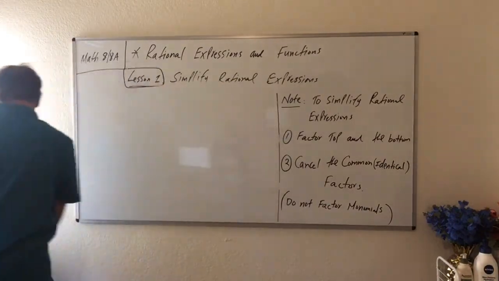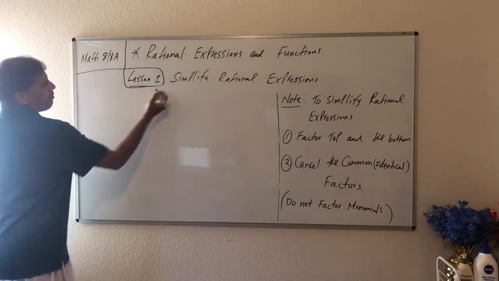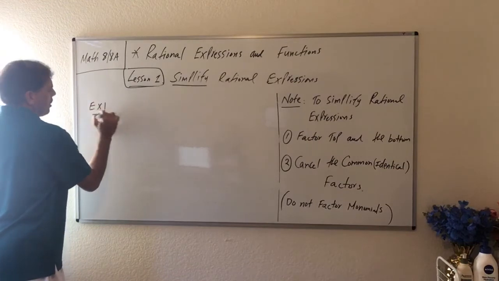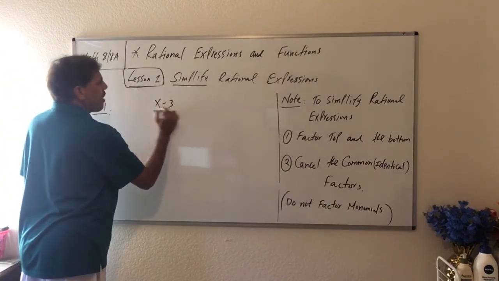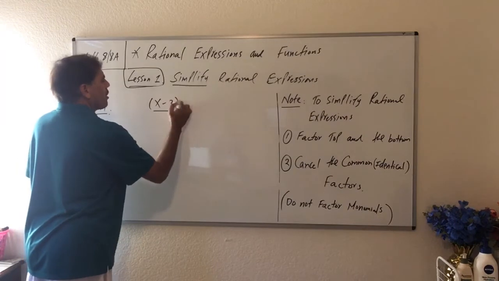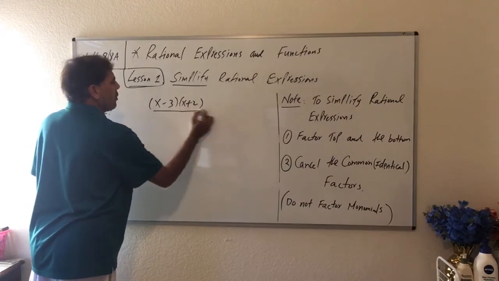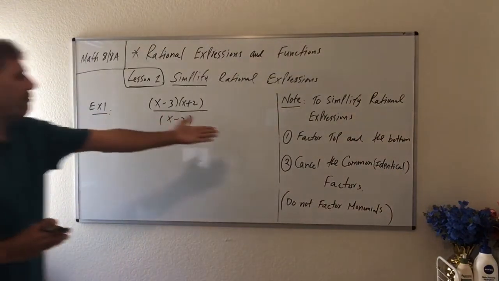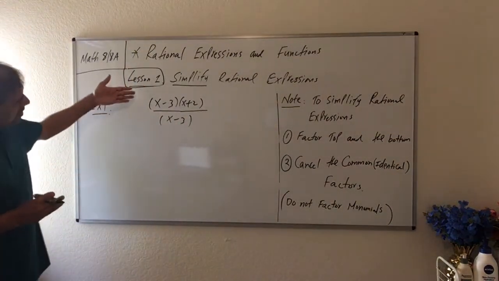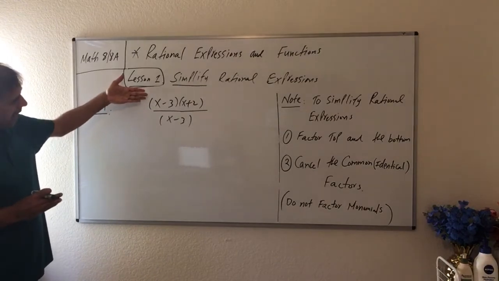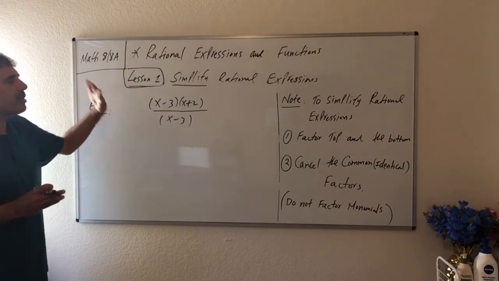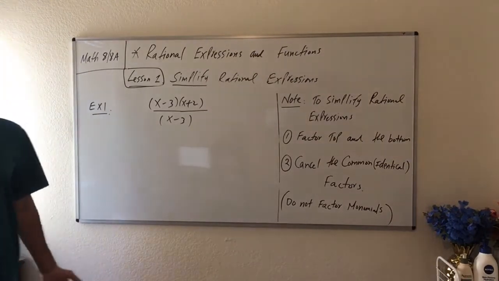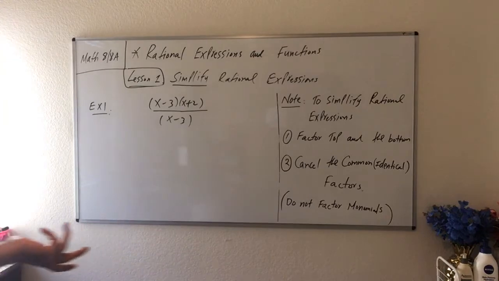So, for example, make sure the direction is to simplify. So example 1. If somebody gave you this, x minus 3 times x plus 2 over x minus 3. In this case, the first step is always to factor. But if you read it, this is already factored. x minus 3 times x plus 2, when you see times, the top is already factored. And the bottom x minus 3 is prime, because x minus 3 we cannot factor at all.